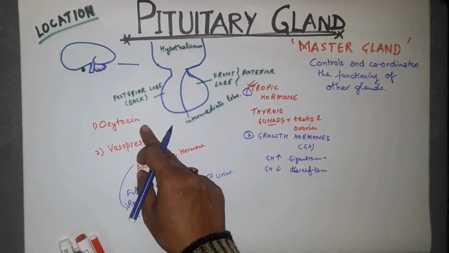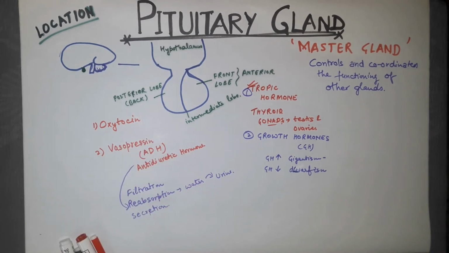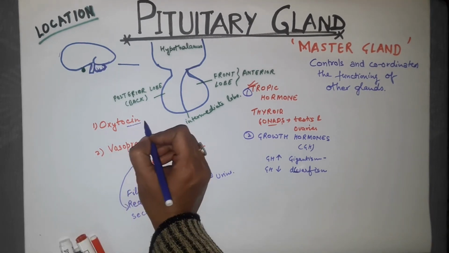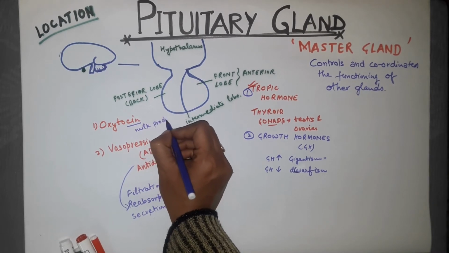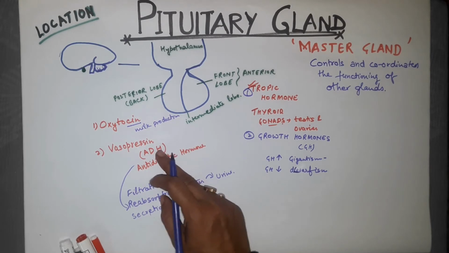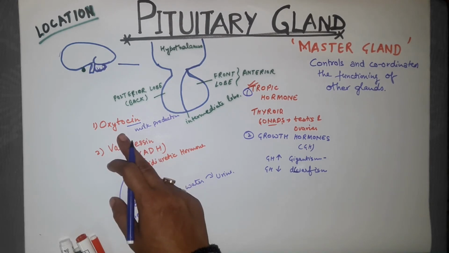Now another hormone is called oxytocin, which helps in childbirth and milk expulsion at the time of suckling. That means it helps in milk production in the mammary gland. So the more oxytocin there is, the more milk will be produced. That's why nowadays you will see that milk producing animals like cow and buffalo are given this oxytocin injection.